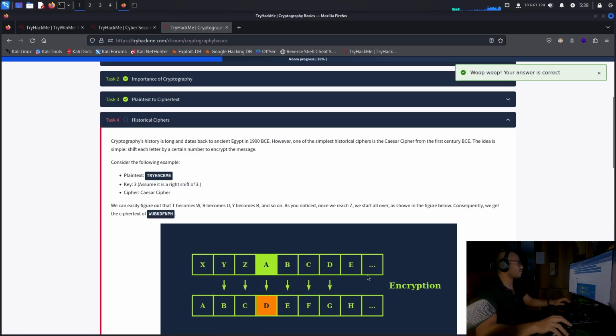Historical ciphers. Cryptography's history is long and dates back to ancient Egypt. However, one of the simplest historical ciphers is the Caesar cipher from the 1st century before Christ. The idea is simple.